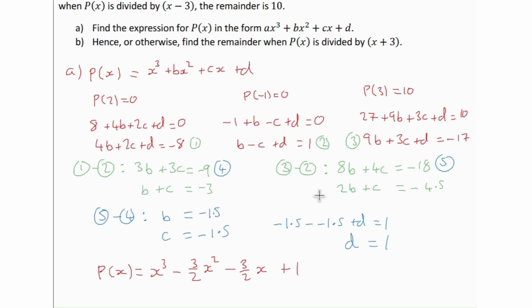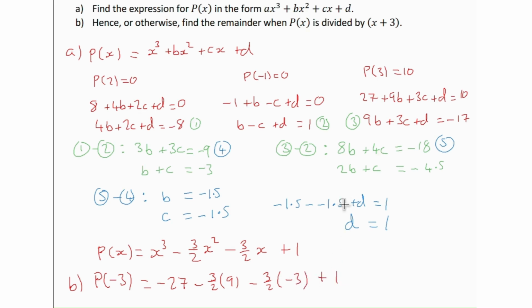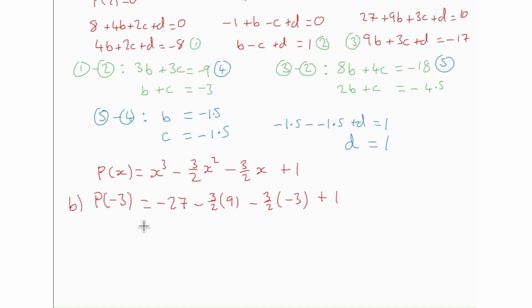Hence, or otherwise, find the remainder when p of x is divided by x plus 3. So that means I'm now going to do p of minus 3, which is equal to minus 3 cubed is minus 27, minus 3 over 2 times by 9, minus 3 over 2 times by minus 3, plus 1. I need to calculate that.